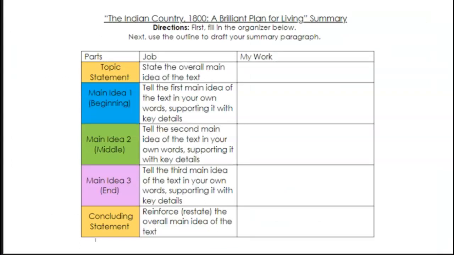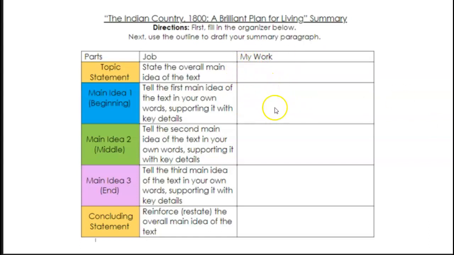Let's review. Directions. First, fill in the organizer below, and then next, use the outline to draft your summary paragraph. So first, on the left-hand side here, we have our parts. So we have our topic statement, our main idea 1, main idea 2, main idea 3, and our concluding statement. And then in this next column, it tells you what exactly those do. So the first one, you'll state the overall main idea of the text, and you'll put that here.